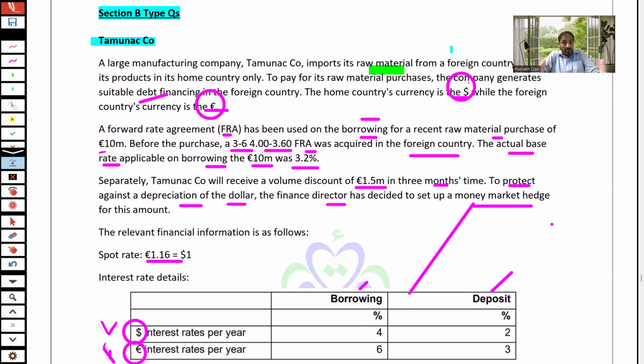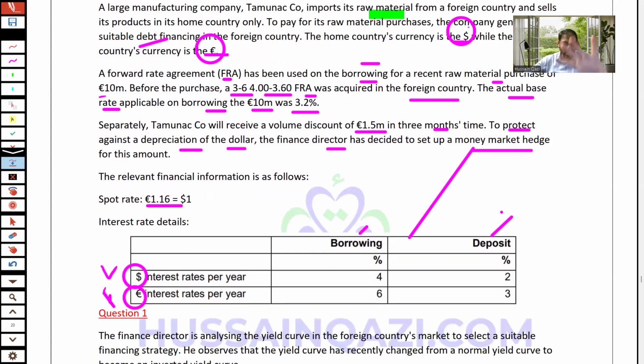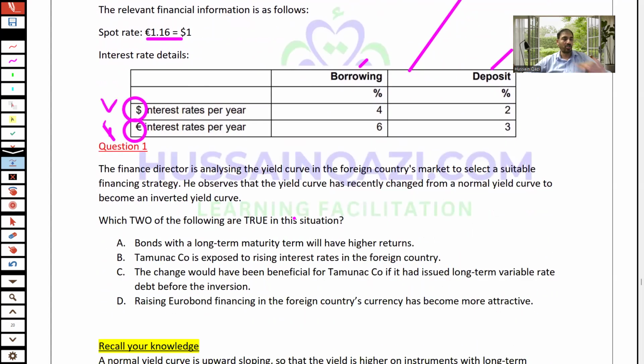If you have any doubts, you must read it once again. The case includes something about foreign currency risk management, that is money market hedging, and also about interest. So this is a typical case of risk management which includes interest rate risk management and foreign exchange rate risk management as well. Okay. Now, based on this scenario, this is the question. Question number 1.